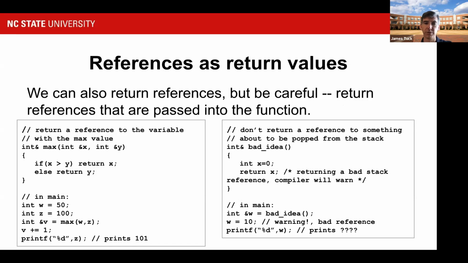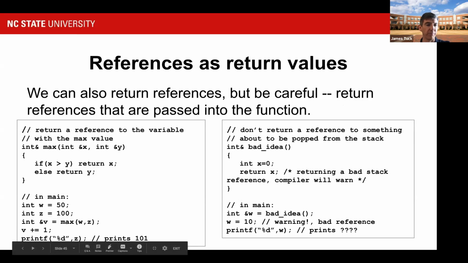Okay, we can also return references, but you need to be careful. We should only return references that are passed into the function as an argument. For example, let's say I pass in two integers and I want to know which one is bigger. I want to know the maximum. Then I could actually return the reference to the maximum as the return value. And what I'd basically be doing is returning a reference to x or a reference to y based on which one is bigger. And that makes perfect sense.